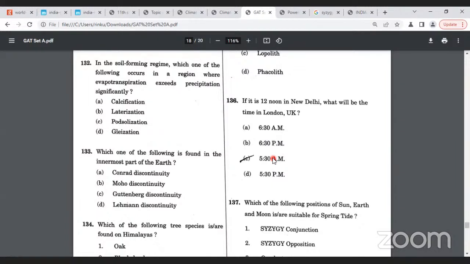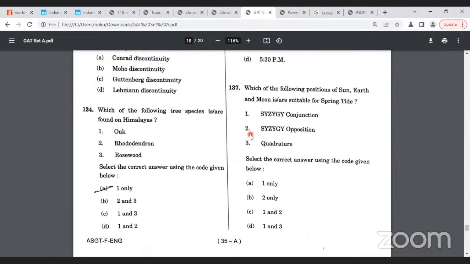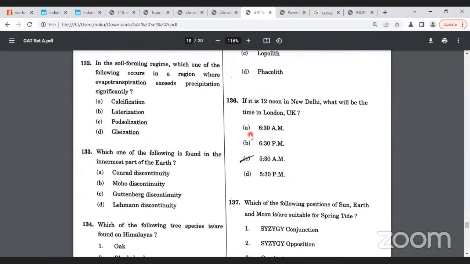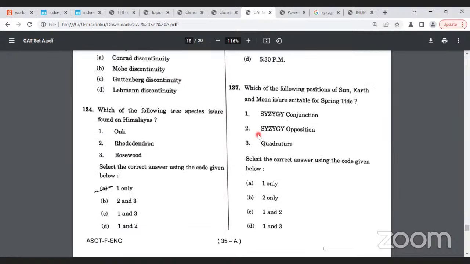All right. So if you are going back 5.5 hours, we should ideally be at 6:30 a.m. 6:30 a.m. should be the answer. So 136 option should be A, 6:30 a.m. Delhi is 5.5 hours ahead of the UK, or rather we can say London is 5.5 hours behind New Delhi. And thankfully, nobody has mentioned DST or something, so we don't have to worry about that part.